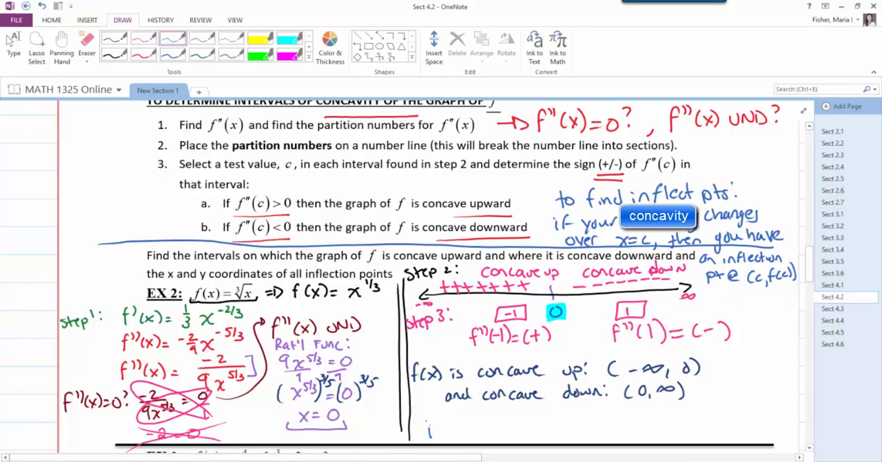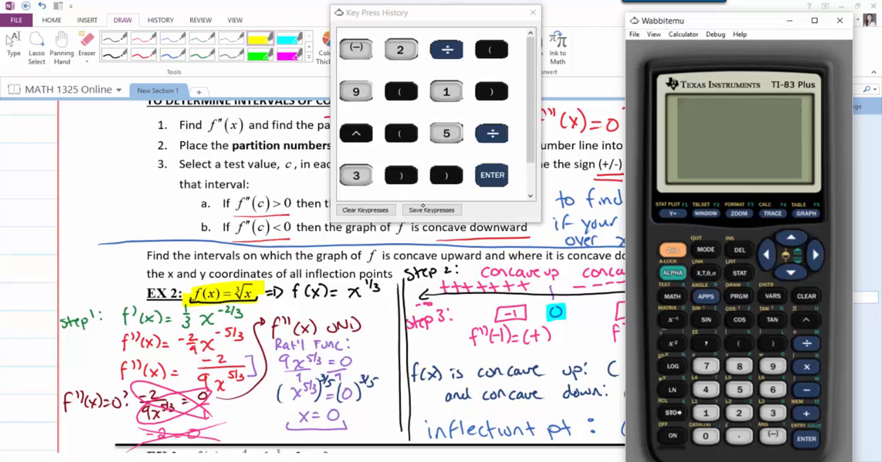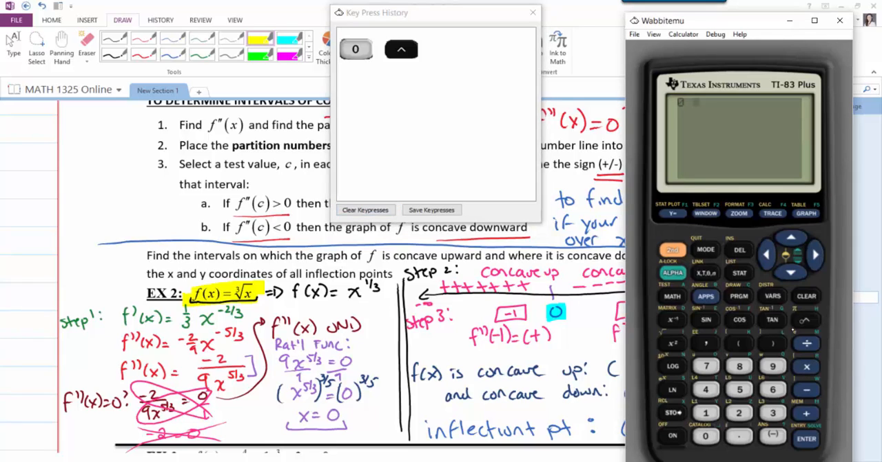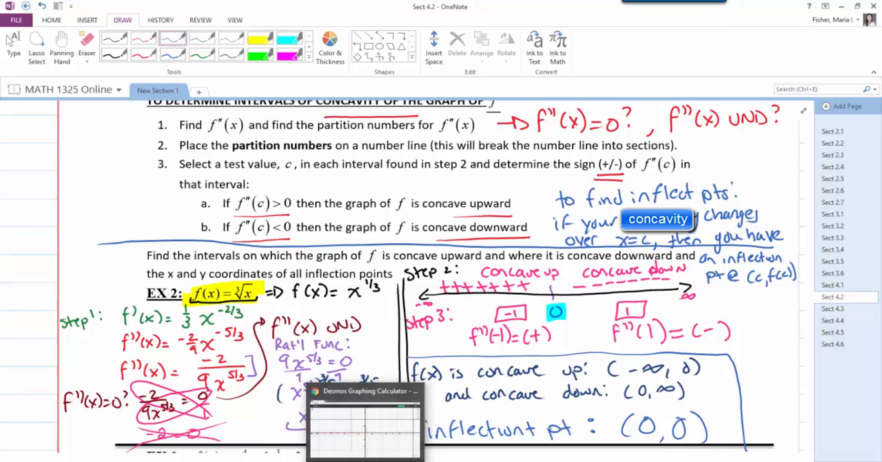So in order to find that inflection point, we know that the x value is 0. To find the y value, we have to plug 0 back into the original function. So the cube root of 0 is 0. On our calculator, it would just be 0 to the 1/3. And so we have an inflection point at 0, 0. So we're concave up from negative infinity to 0, concave down from 0 to infinity, and we have an inflection point at 0, 0.